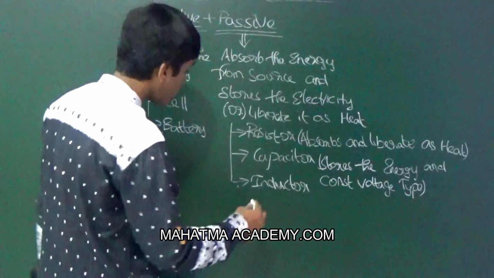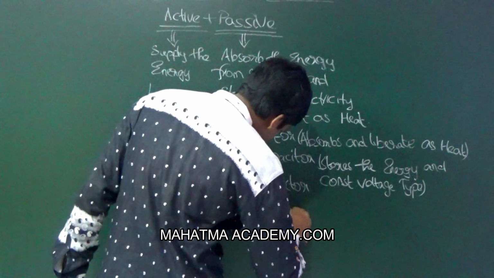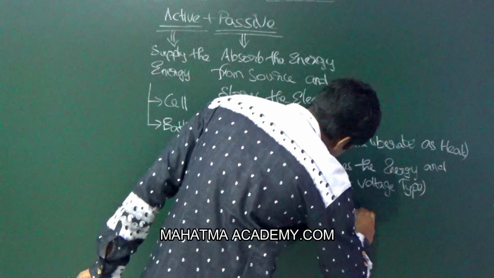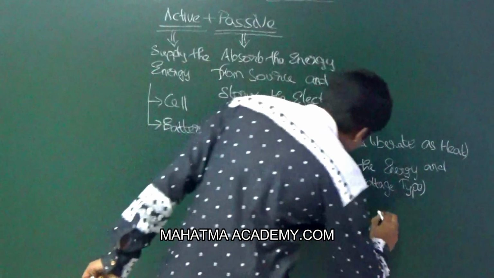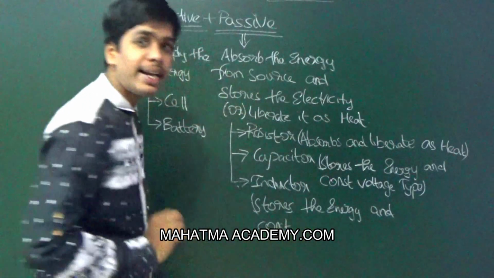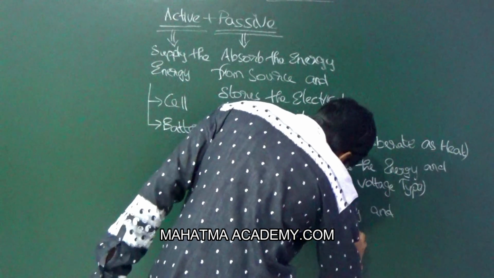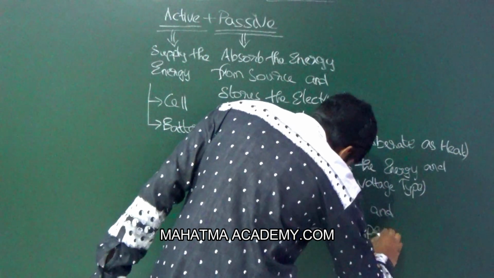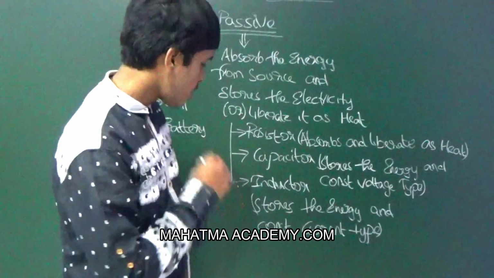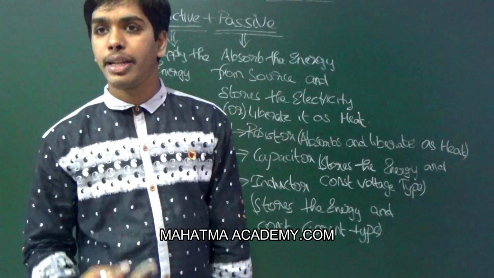Now inductor. Inductor means constant current type. It stores the energy at constant current type. Okay, we have completed the active and passive types. Now we will discuss current, the drift velocity and the current density. These three now.